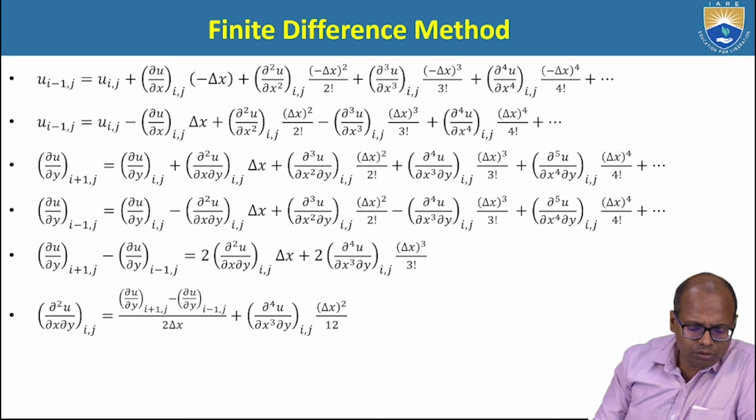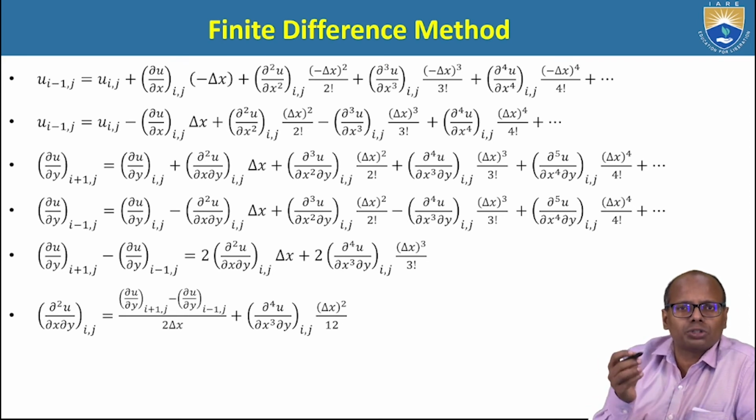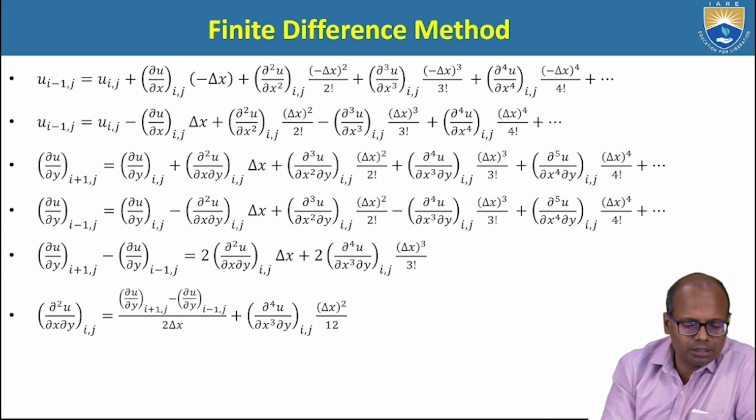Now we will see the mixed term. So far we have seen only one term. If I have a mixed term like dou square u by dou x dou y, how do we find the finite difference for that? These are the two equations that we have from the beginning.